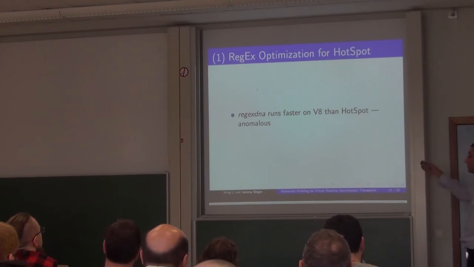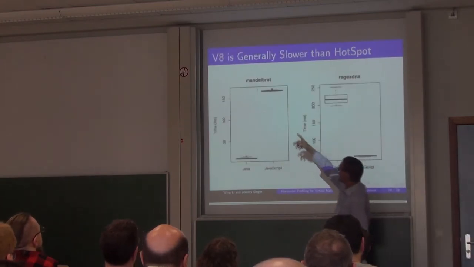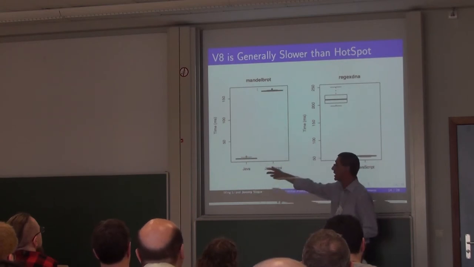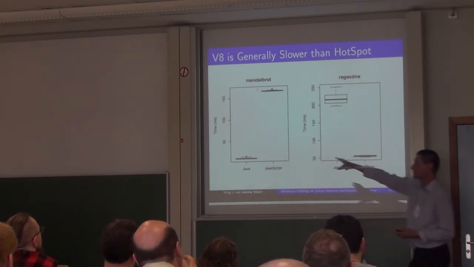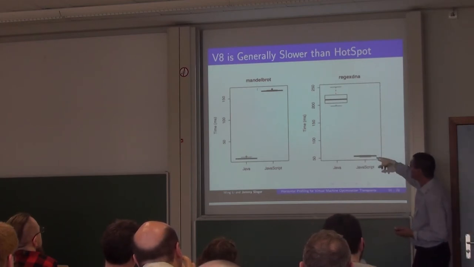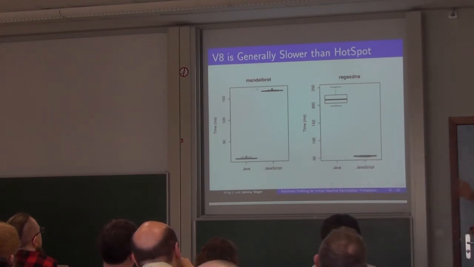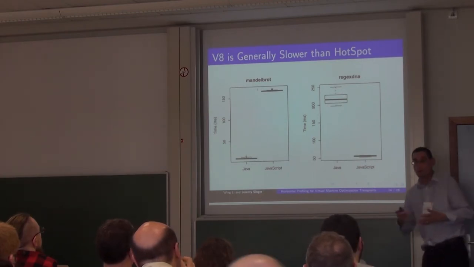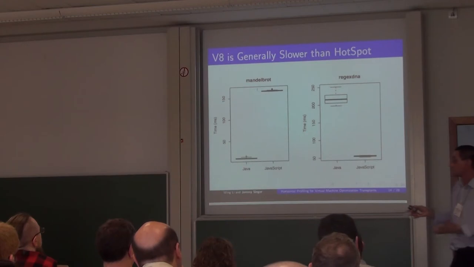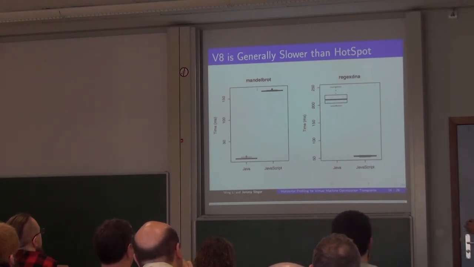So RegexDNA, one of these benchmark game programs, runs faster on V8 than HotSpot, which is anomalous because most of the programs, like Mandelbrot, run basically 3 times faster on Java HotSpot than they do on JavaScript V8. This is on the same machine. Whereas with RegexDNA, you see it actually runs perhaps 4 times faster on V8 than it does on Java. And the reason is that inside V8 there are intrinsics to handle particular regular expression operations which aren't supported inside the Java util regex library.